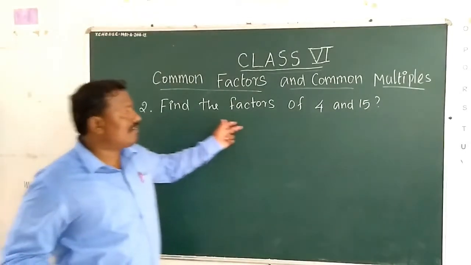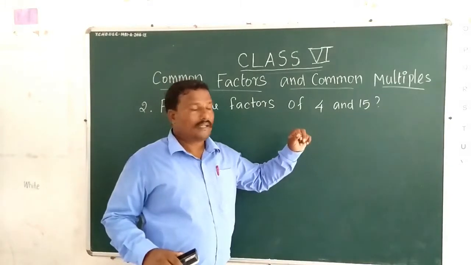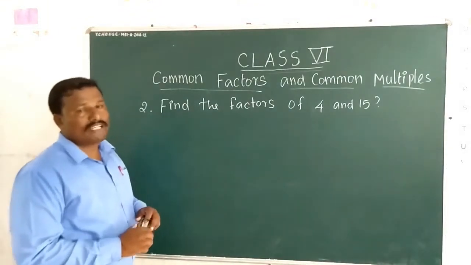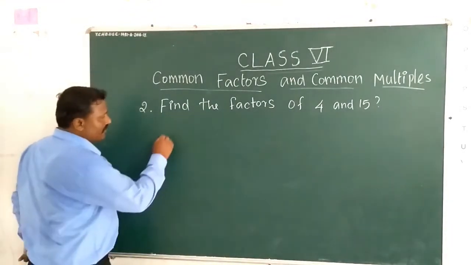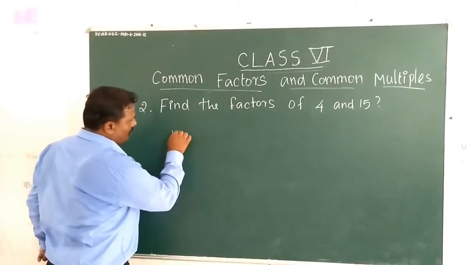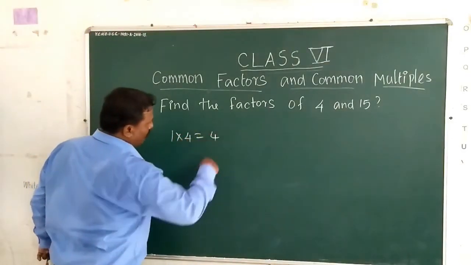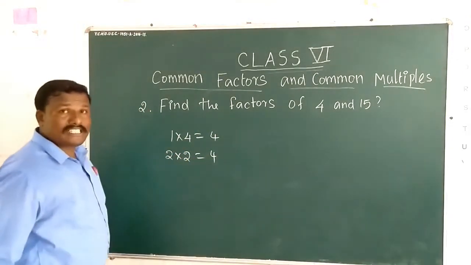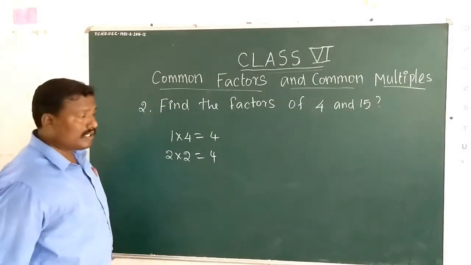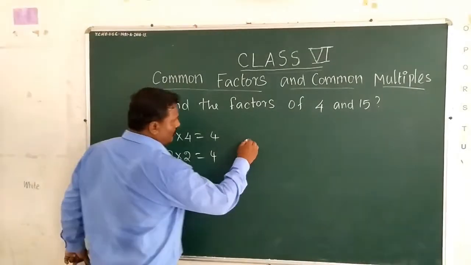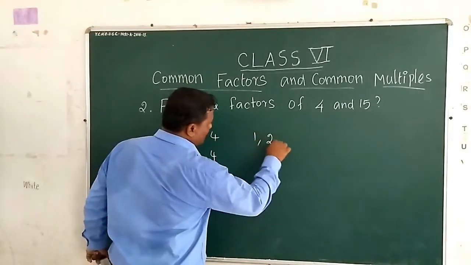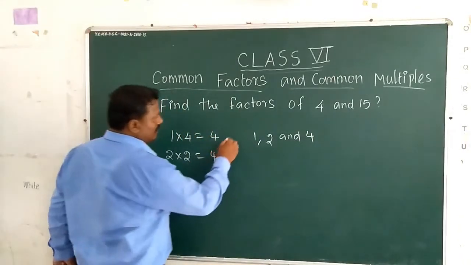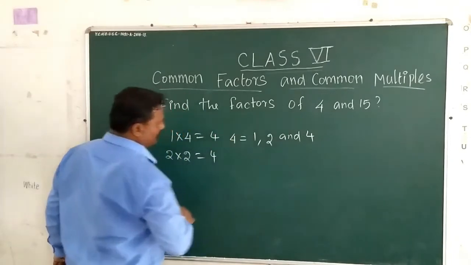Find the factors of 4 and 15. Before we did 4 and 18, now we will find the factors of 4 and 15. So first we will find the factors of 4. 1 into 4 is equal to 4. 2 into 2 is equal to 4. We know these are the factors of 4, so we already discussed: the factors of 4 are 1, 2 and 4.